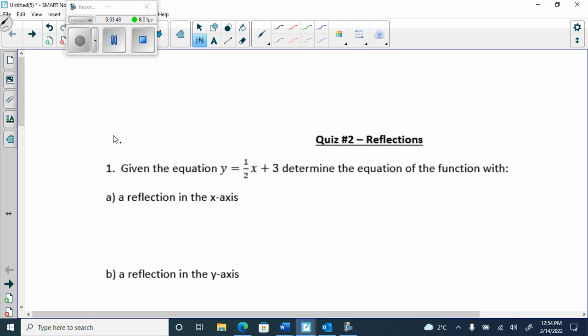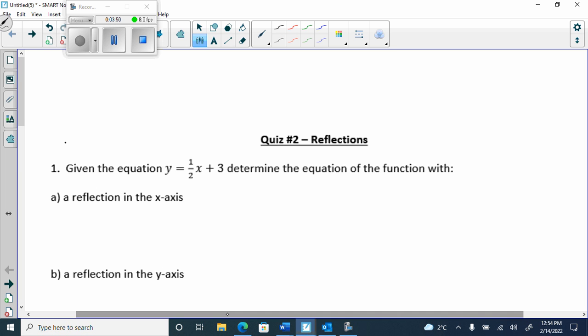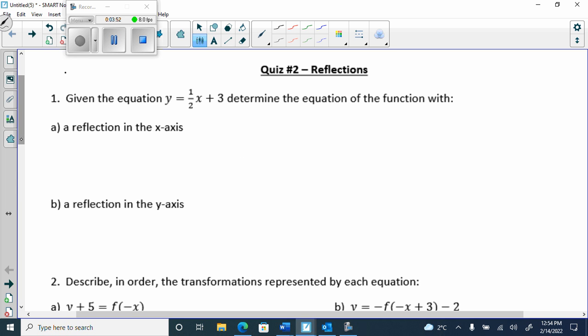Okay, so this one here is given the equation y equals 1/2 x plus 3, determine the equation of the function, a reflection in the y-axis. What does the reflection in the y-axis do? It affects the, sorry, it's x-axis. In the x-axis it affects the y values. So how you can do this is you're going to have a negative y. Instead of having a y, you're going to have a negative y.